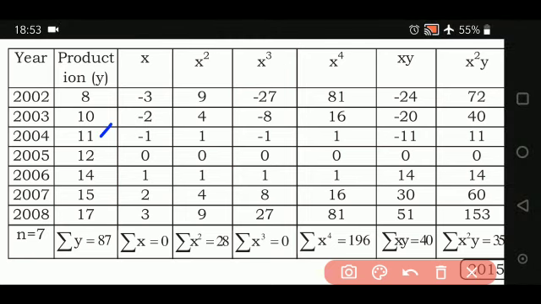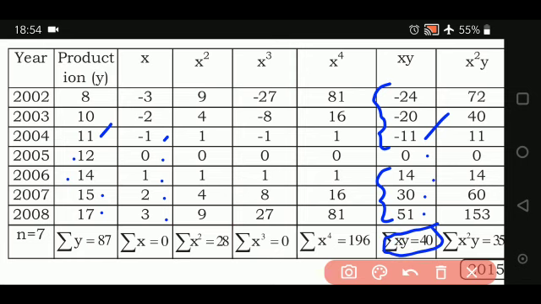Then 11 into minus 1 is going to be minus 11. 12 into 0 is going to be 0. 14 into 1 will be 14. 15 into 2 will be 30. 17 into 3 will be 51. And for the total, you are going to sum up the negative values and sum up the positive values. Simplify, and you get summation xy is equal to 40, which is here.